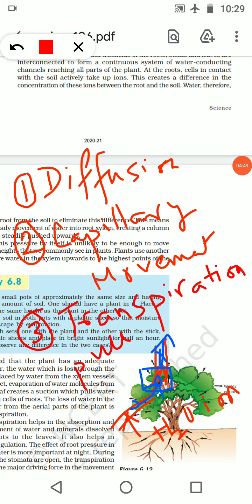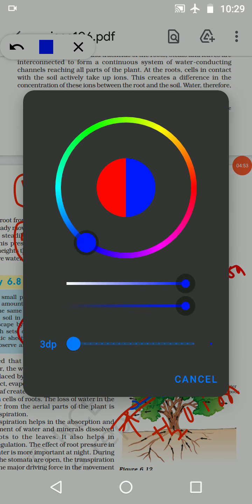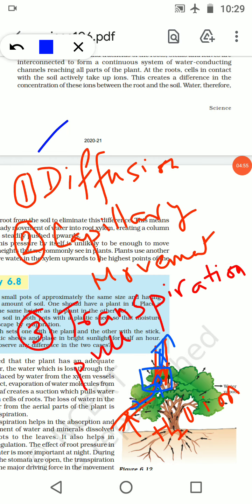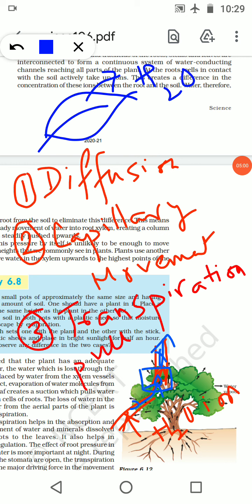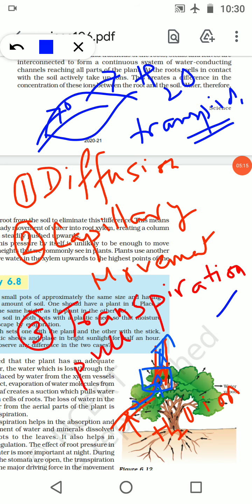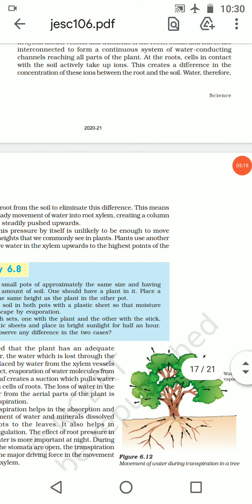What happens in the transpiration pull? The leaves release excess water, which is known as transpiration. During transpiration an empty space is created and it is filled, so the leaves are pulling water. This is known as transpiration pull. So what are the three steps? We have diffusion, capillary movement and transpiration pull.